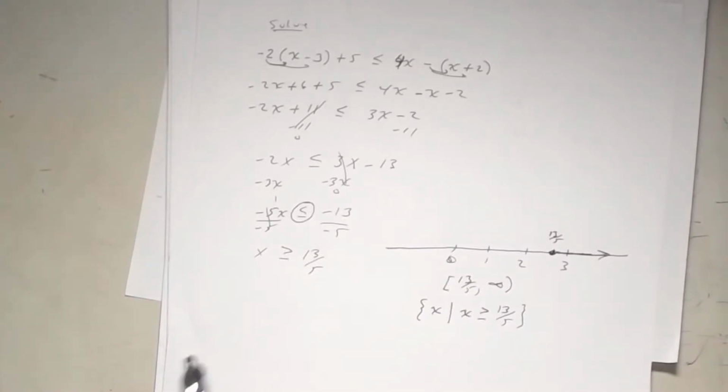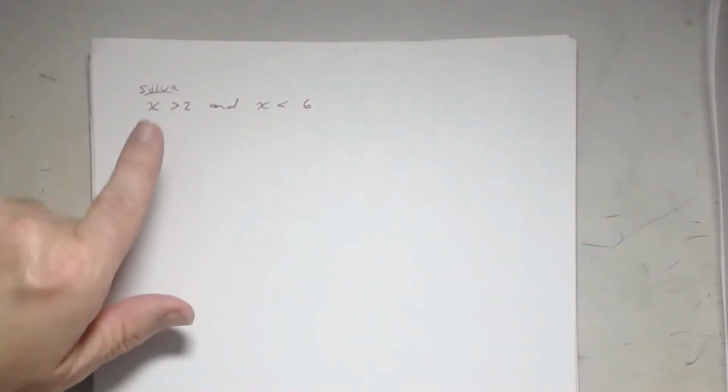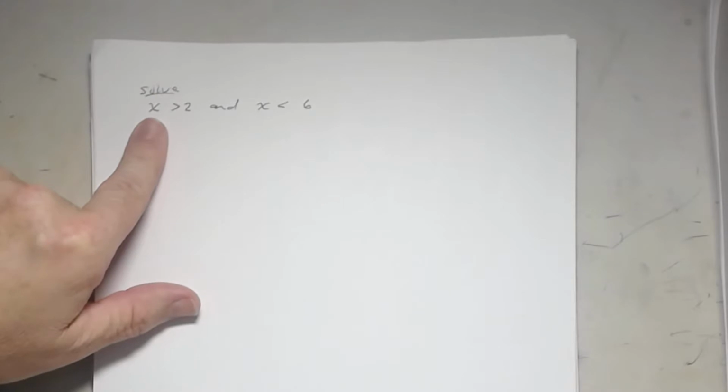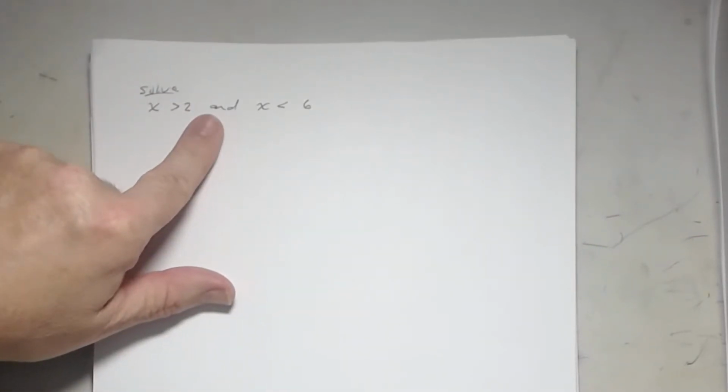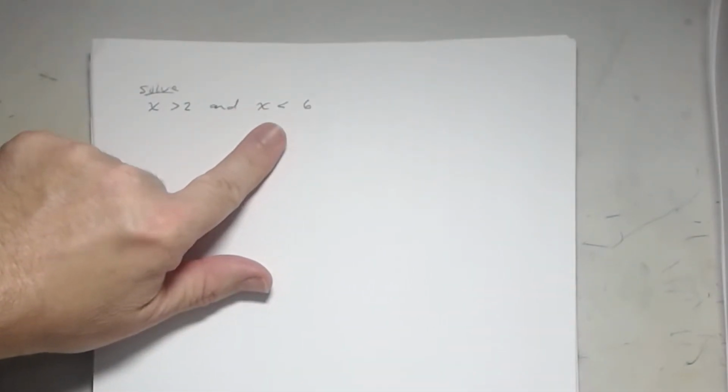Okay. So this is going to be worksheet. You have these two inequalities, x is greater than 2 and x is less than 6. Now, what word is joining those two inequalities? And. Now, what I'm asking is this. I want to find all of the solutions that are greater than 2, and at the same time, they have to be what? Less than 6. That's what this is saying.